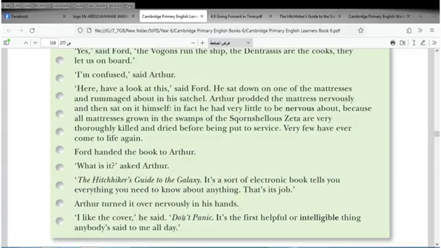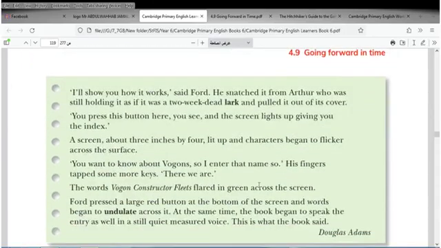Arthur turned it over nervously in his hands. "I like the cover," he said. "Don't Panic. It's the first helpful or intelligible thing anybody's said to me all day." "I'll show you how it works," said Ford. He snatched it from Arthur, who was still holding it as if it was a two-week-dead lark, and pulled it out of its cover. "You press this button here, you see, and the screen lights up, giving you the index." A screen, about three inches by four, lit up, and characters began to flicker across the surface.